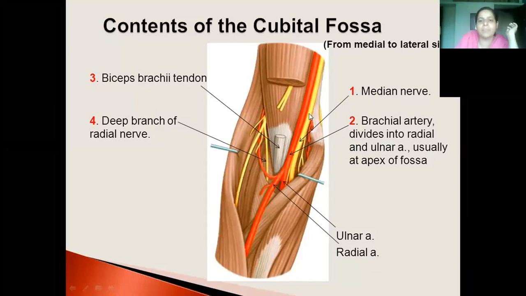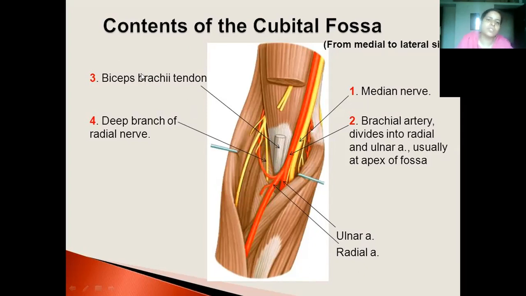M stands for median nerve. B stands for brachial artery. We know the brachial artery is a continuation of the axillary artery, and in the cubital fossa it divides into two terminal branches. Towards the ulnar, medial side, it is the ulnar artery. Towards the radial, lateral side, it is the radial artery. Then one more B is the bicipital aponeurosis, which is cut over here, not shown.